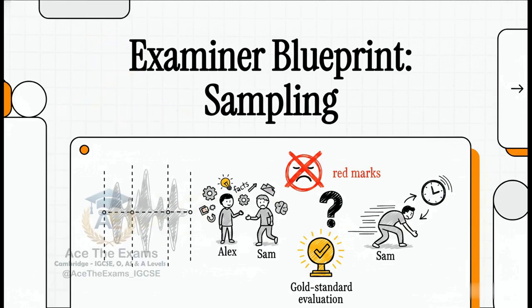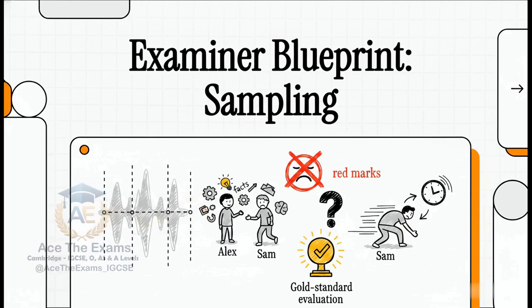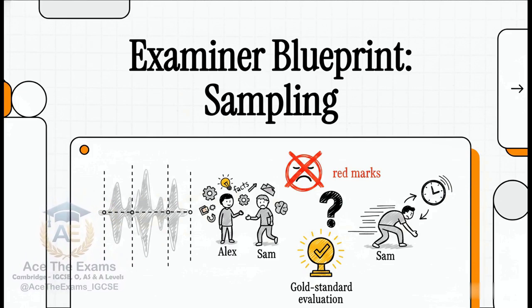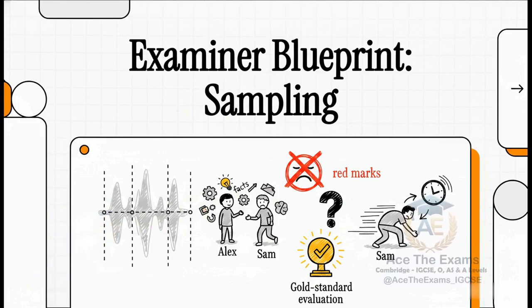Let me paint a vivid picture for you using a classic past paper scenario. Let's look at a typical 9713 or 9618 style question. Imagine two students taking the exact same exam. We'll call them Alex and Sam. Alex is brilliant at memorization. I mean absolute photographic memory. Alex overloads every single answer with raw computer science facts about sound waves, amplitudes, and frequencies, but provides absolutely zero analytical depth. It's just a wall of text.